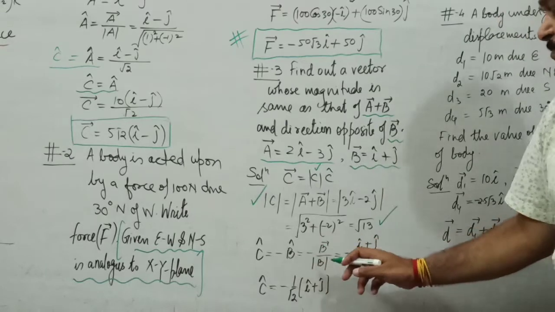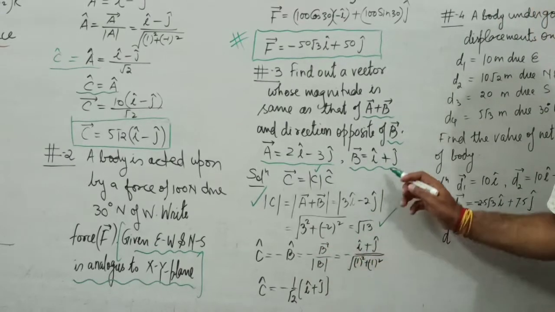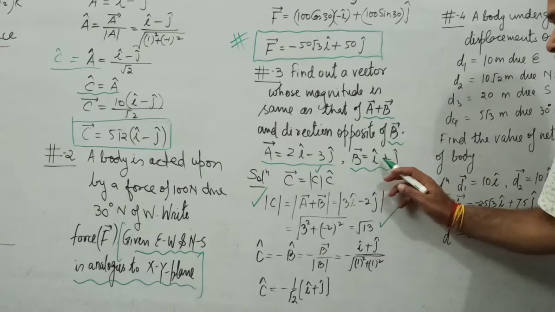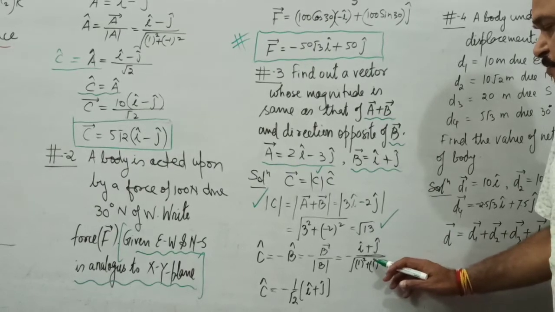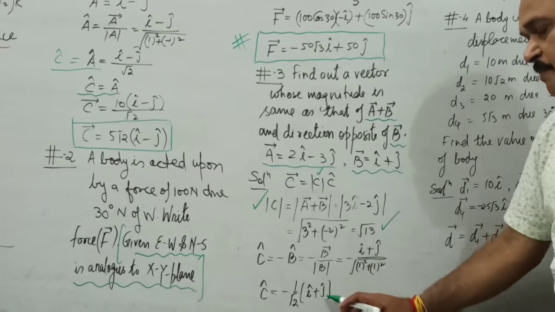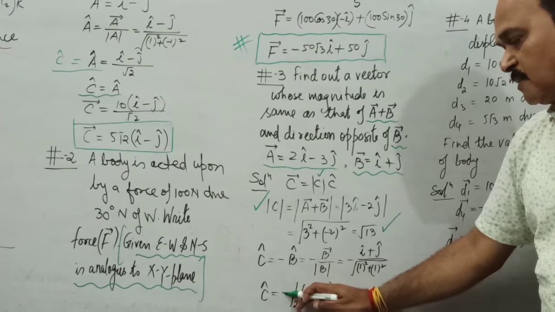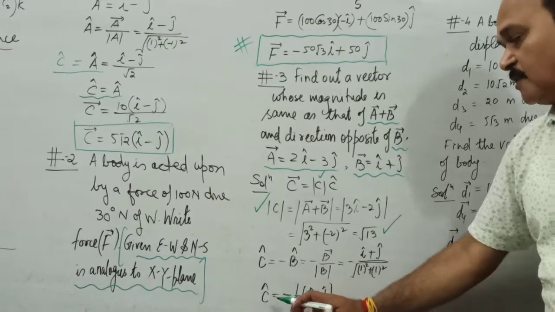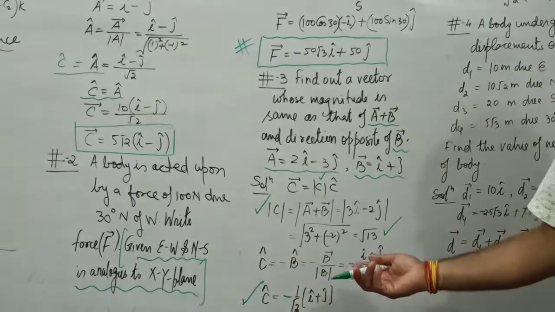What is B cap? B cap is going to be B vector upon B modulus. B vector is i plus j, and its modulus is going to be what? 1 square plus 1 square, that is root 2. So B cap vector is going to be 1 upon root 2 (i plus j). And this negative sign here is the direction opposite of the direction of B. That is the direction of C. So we have found out C cap, the direction of the requisite vector.